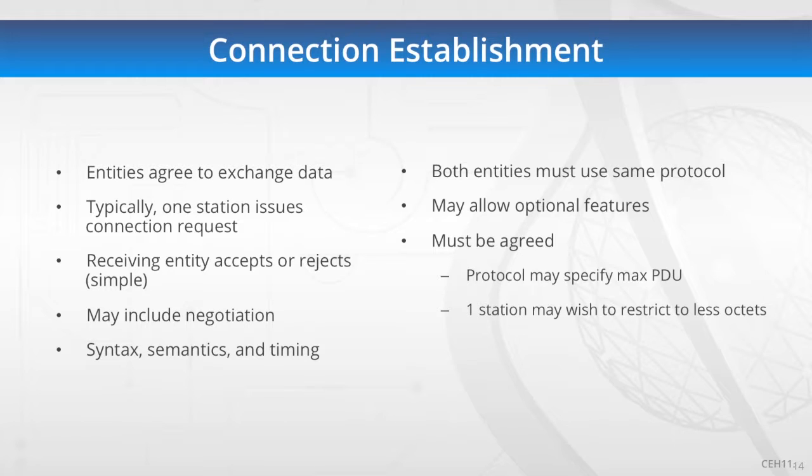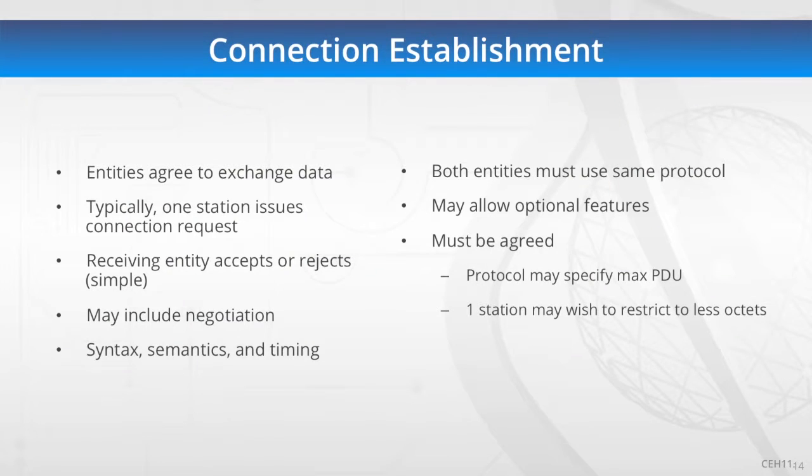One station issues the connection request. That's usually the client side of things saying, hey, I'd like to talk to you. And then the receiving entity says, I'll accept this request. Most of the time, servers automatically accept. There could be a negotiation in there, especially when we're going to an upper layer protocol like an SSL protocol. We'll negotiate some other variables. It may be, okay, this is our speed, this is our data, this is our encryption algorithm, this is how we do that. We'll do some sort of syntax, semantics, and timing, getting us ready to go.